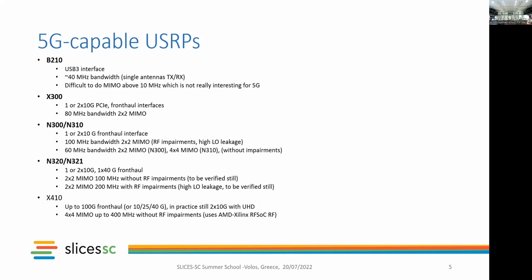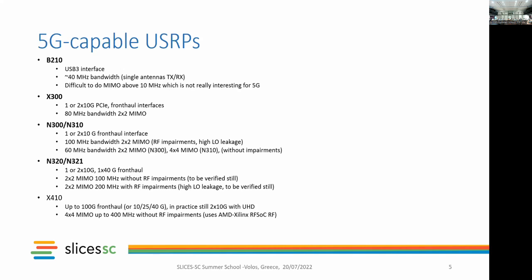You could actually also do 60 megahertz bandwidth 2x2 MIMO without what I would call RF impairments. If you want to do the full bandwidth on this, you actually suffer a little bit. There are problems on the uplinks of these devices, but that's really for expert use. They are still usable up to the full bandwidth.